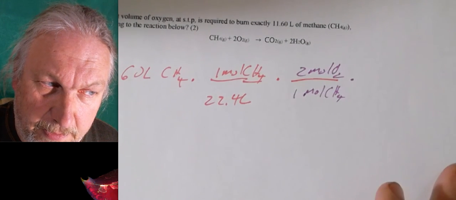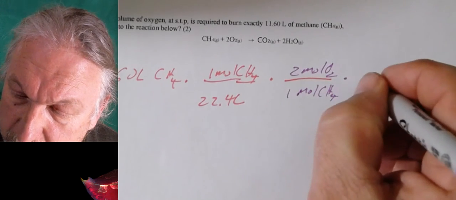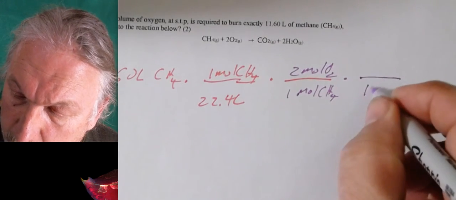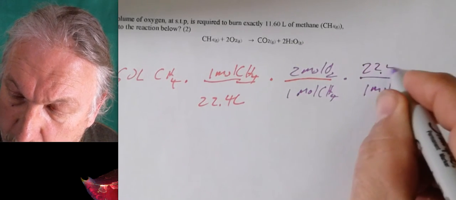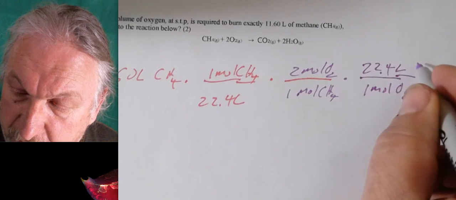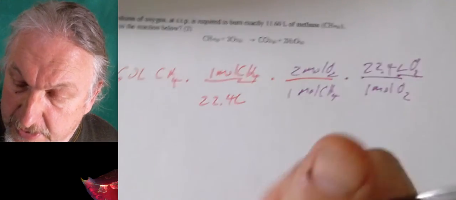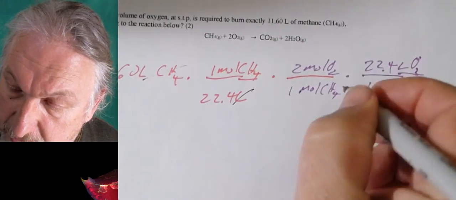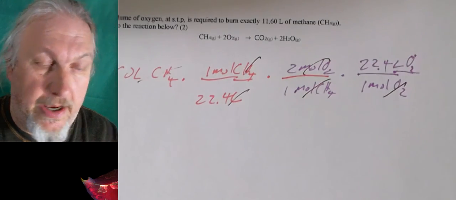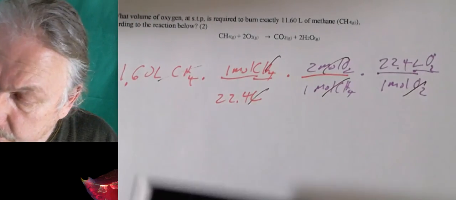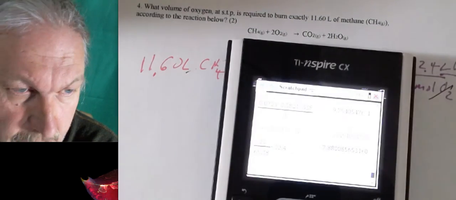Now we've got to do a little math. Just like that other one, 1 mole of oxygen gas, just like the methane, contains 22.4 liters of oxygen. So let's start canceling out units: liters of methane, moles of methane, moles of O2. I'm ready to start calculating. These are relatively easy. Let me get a little calculator here.